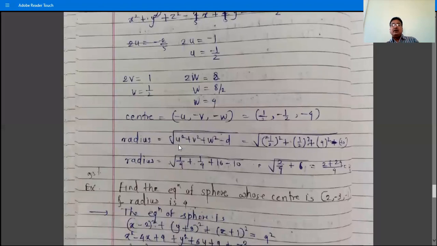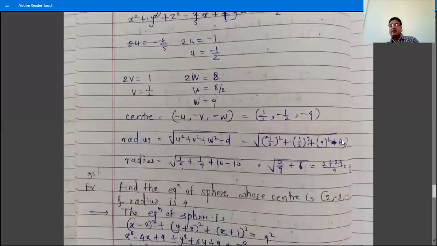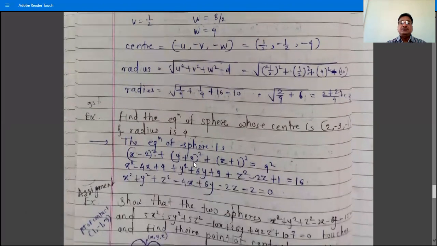And the radius is what? The formula is root of u square plus v square plus w square minus d. So write minus half square because u is minus half, plus v is 1 half square, plus minus 1 square, in bracket, minus d. So d is already minus 5 by 2, so here it is plus 5 by 2. The correction is at this place: plus 5 by 2. And then calculate it, and we have the radius of the sphere.